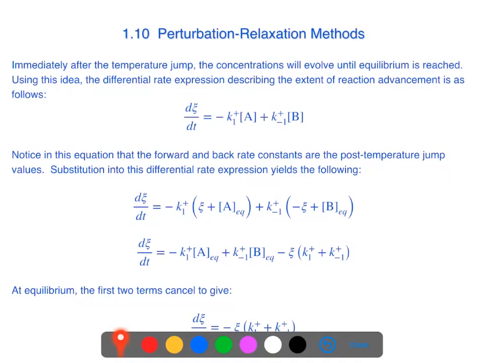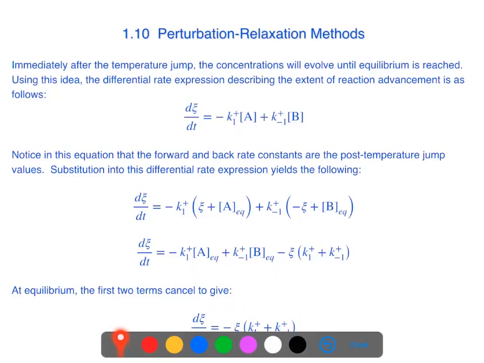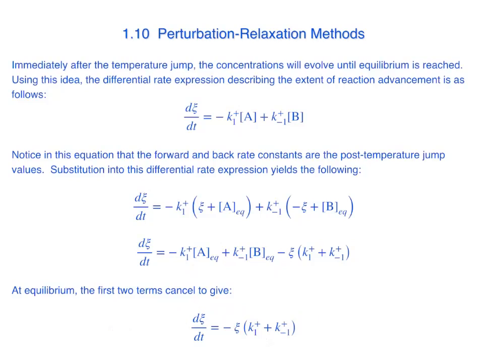So we have our same two terms as shown above, but now with our subscripts equilibrium to represent that new equilibrium concentration for both A and B. And we have this term here. Now at equilibrium, these first two terms will cancel because they're equal to one another, and that will give the following. d xi dt is equal to minus xi multiplied by the sum of the two rate constants K1 plus K minus 1 plus.